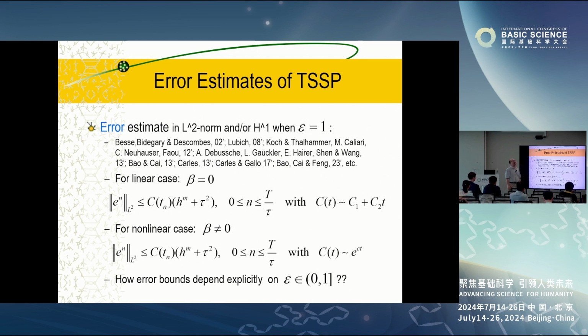Of course, for nonlinear problems, we can only prove that this C of t grows exponentially. Even for a linear problem, if you use the H1 norm, sorry, C of t also grows exponentially. You cannot prove it with this. Of course, how to prove this method, with the error bound depending on h, tau, and the small epsilon, is still very challenging, especially when you try to prove a sharp error bound which conforms to numerical observation.